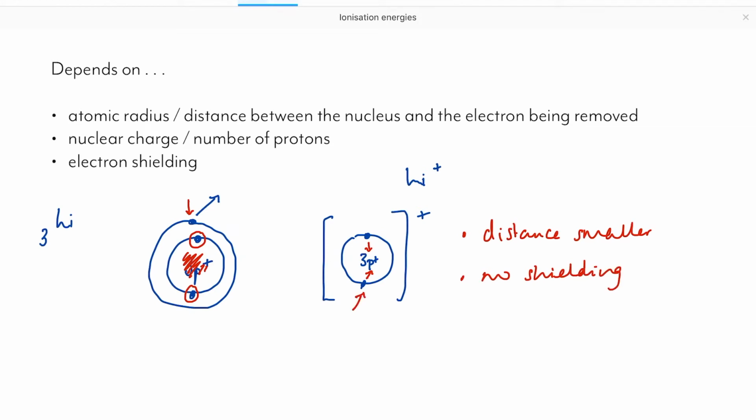So these electrons here would feel the full force of the 3 protons in the nucleus, which means it's going to be very difficult to remove them. We're going to need far more energy to remove an electron from the inner shell than we did the first electron from the outer shell.